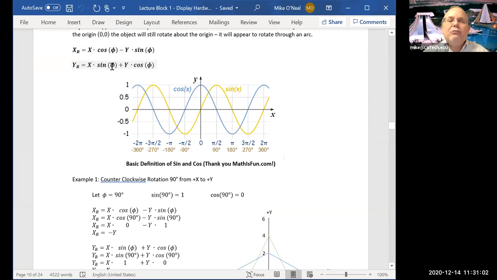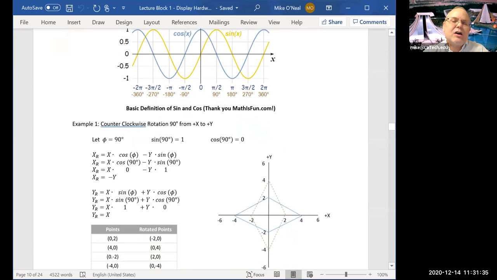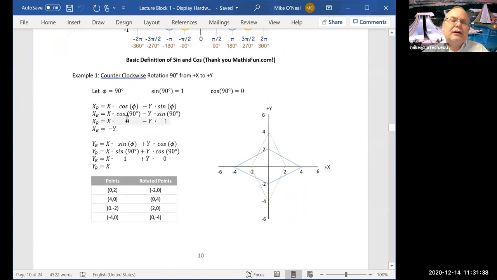Mathematically, if it was in a program, you'd have to convert that 90 degrees using a built-in function to radians. But either it's pi over 2 or it's 90 degrees. Either way, the sine of that is 1 and the cosine of that is 0. So we can take that and plug it into these equations here. And in this particular case, the equation simplifies.